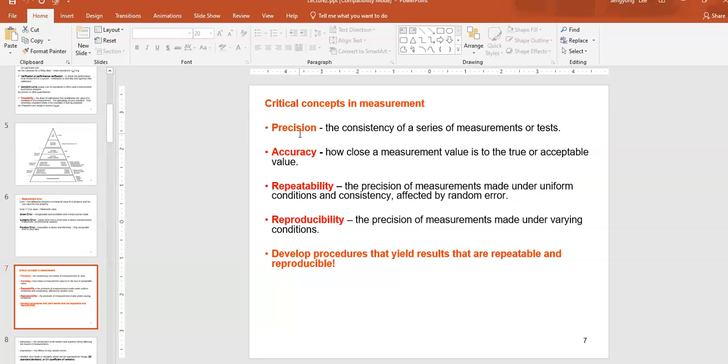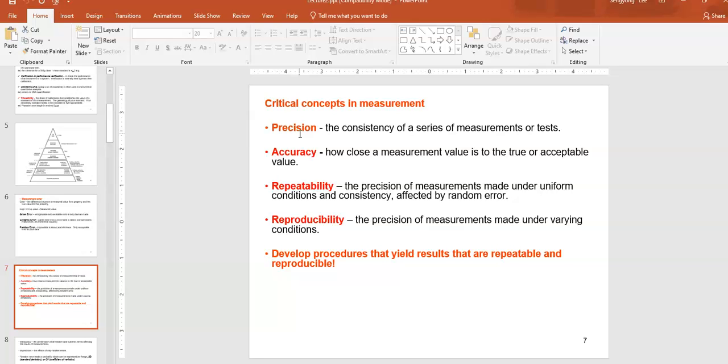Okay, and how about the other term, accuracy? Accuracy means how close your measurement is to the true value. That's what accuracy means, right? So if you don't have a lot of error, of course your measurement will be very accurate. So your goal is to have your technique well developed, so whenever you do the measurement, your measurement should be accurate as well as precise, right?